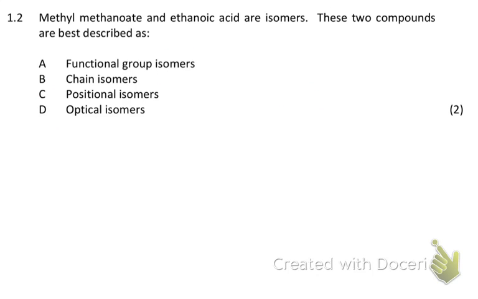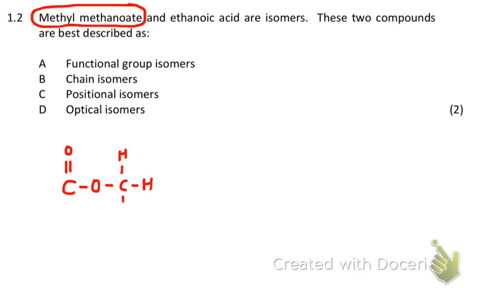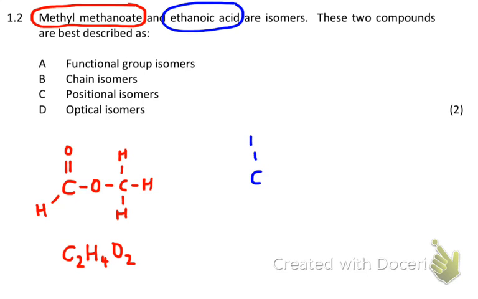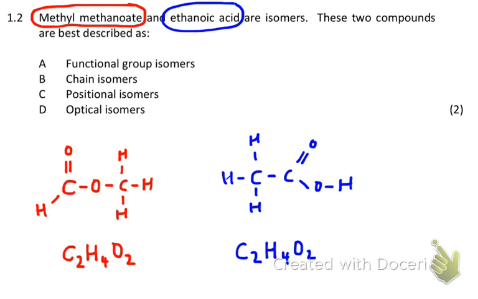1.2, methyl methanoate and ethanoic acid are isomers. They're best described as... So they're asking you which kind of isomer these two are. Once again, I think the only way to answer it is to draw the two out. So there's methyl methanoate, and its molecular formula is C2H4O2. Ethanoic acid would be CH3, C double bond O, single bond OH, and its molecular formula is C2H4O2.